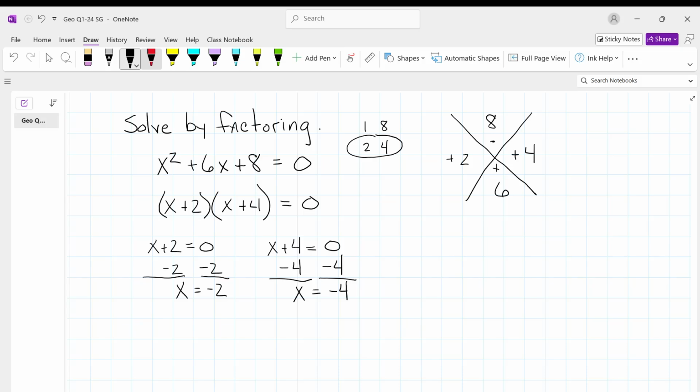So your solutions for this equation are -2 and -4. These are also called the zeros of the function. The zeros of the function are also the solutions to the function.